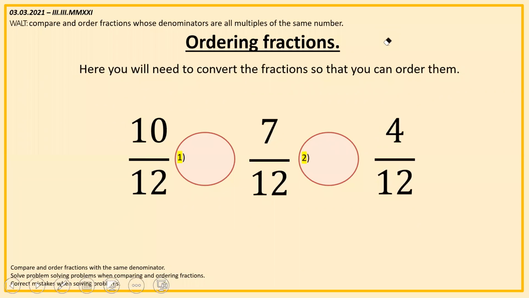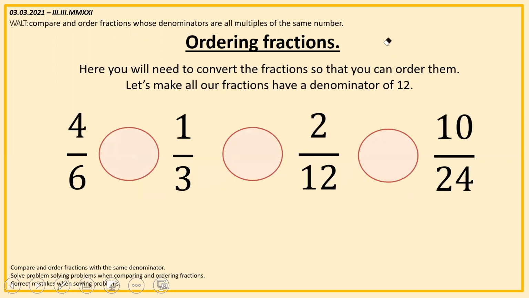Now the next one, we're going to skip that one and go on to this one. We need to do some converting. We've got 4 fractions here, so a bit of a jump, and they've got different denominators. So we need to convert them so that we can order them using the greater than and less than symbol. I've put here, let's make our fractions have a denominator of 12. Starting over here with 4/6, how do we get from 6 to 12? We multiply it by 2. If I multiply my denominator by 2, I must multiply my numerator by 2. So I'm going to have 8/12.